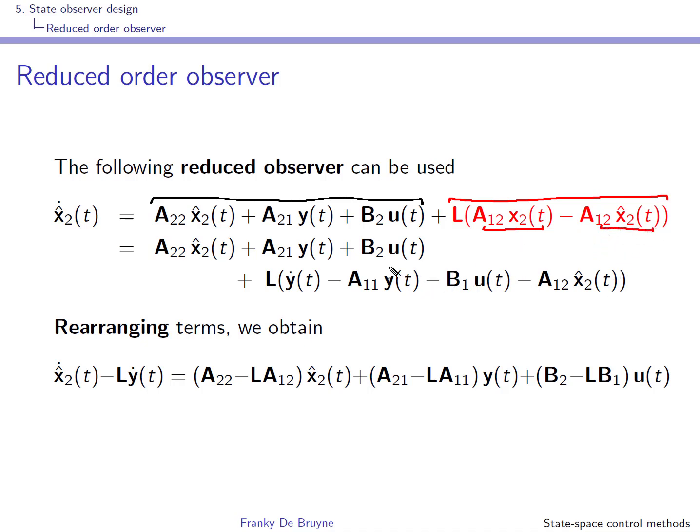And this here can be constructed from signals that are known in the system, and we had seen that this is really A12 x2, right? And if you rearrange things, you can rewrite the equation as follows. So you have x2 hat dot minus L y dot, which we bring to the other side, and you have terms in x2 hat, here they are, so A22 minus L A12, that's correct.